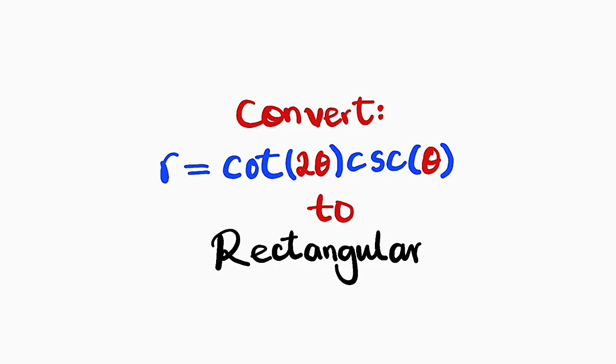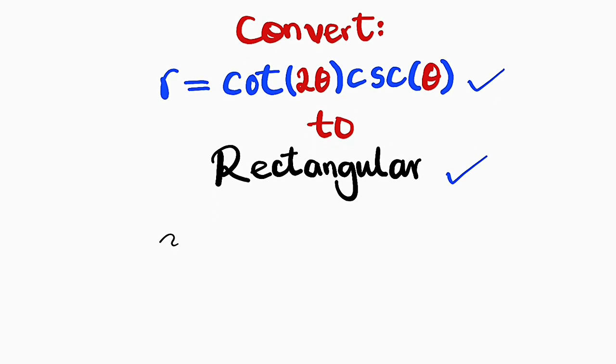Hello everyone, in this tutorial we would like to convert this polar equation into a rectangular equation. So let's get started. The equation is r equals cotangent of 2 theta multiplied by cosecant of theta.